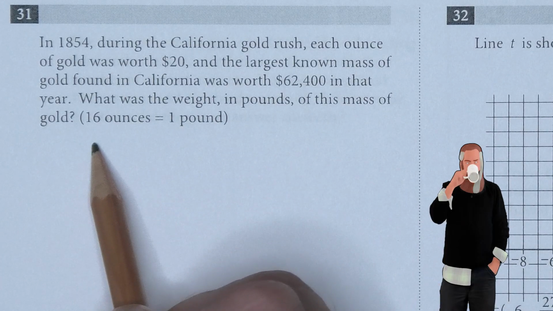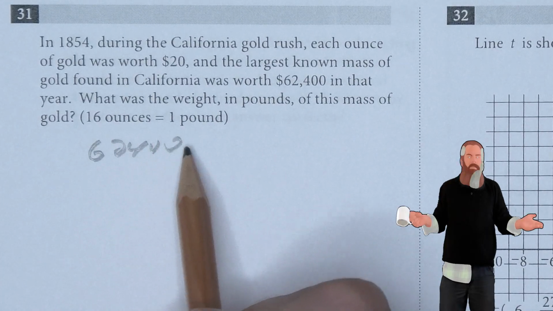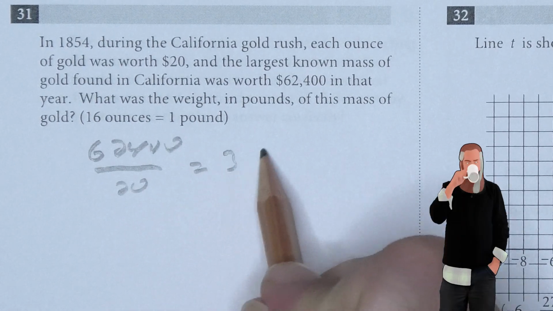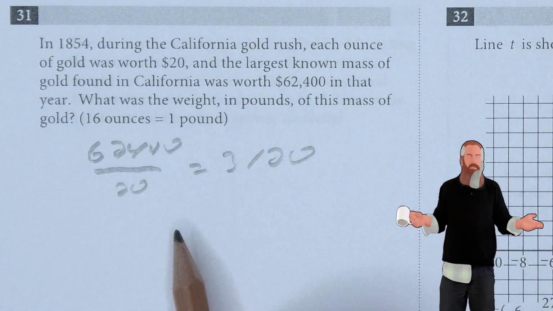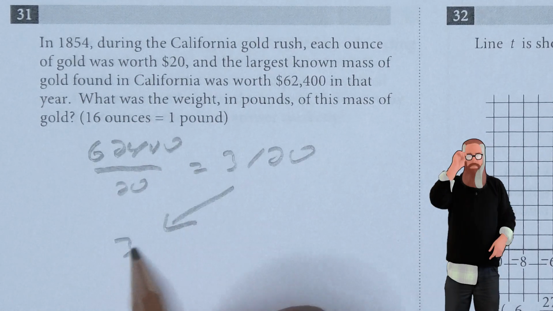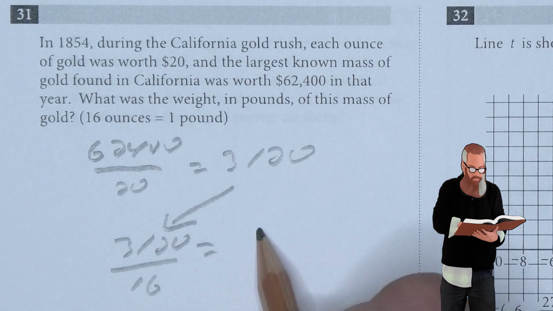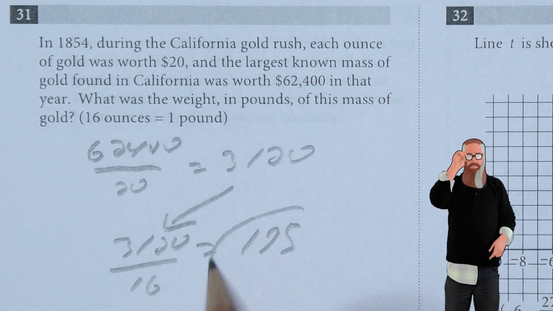So let's start by saying $62,400 divided by $20 means there was 3,120 ounces. So 3,120 ounces divided by 16 ounces per pound is 195 pounds.